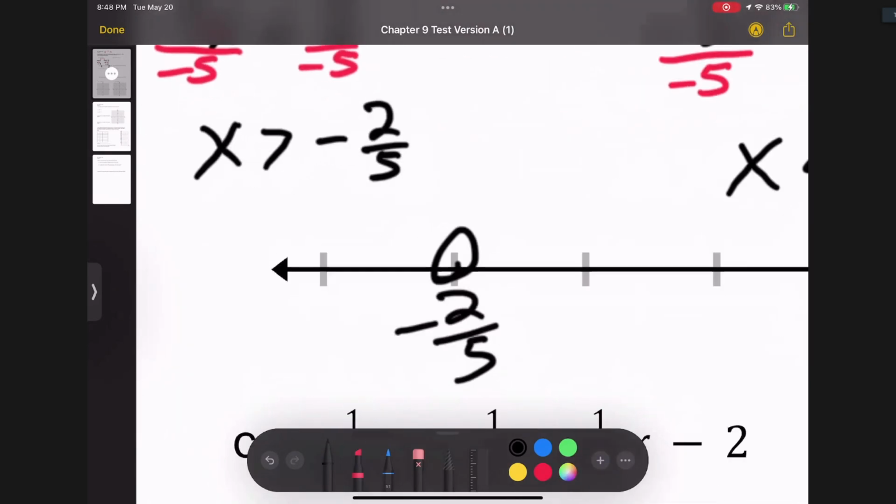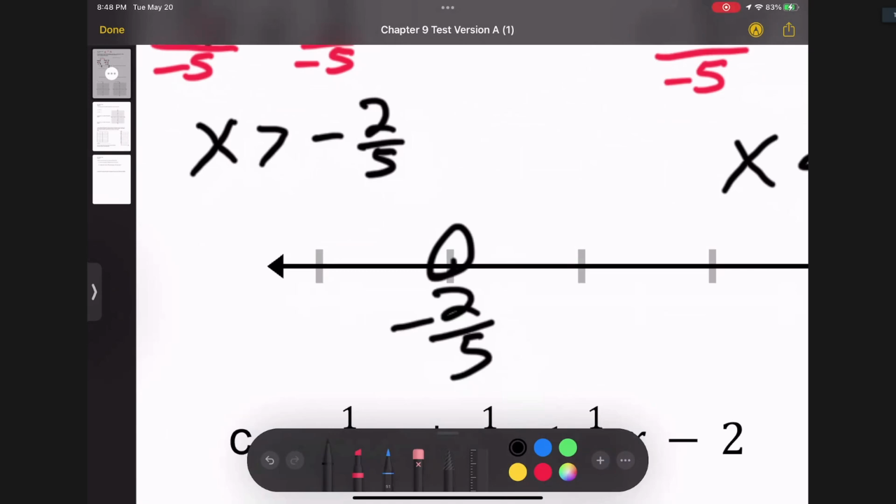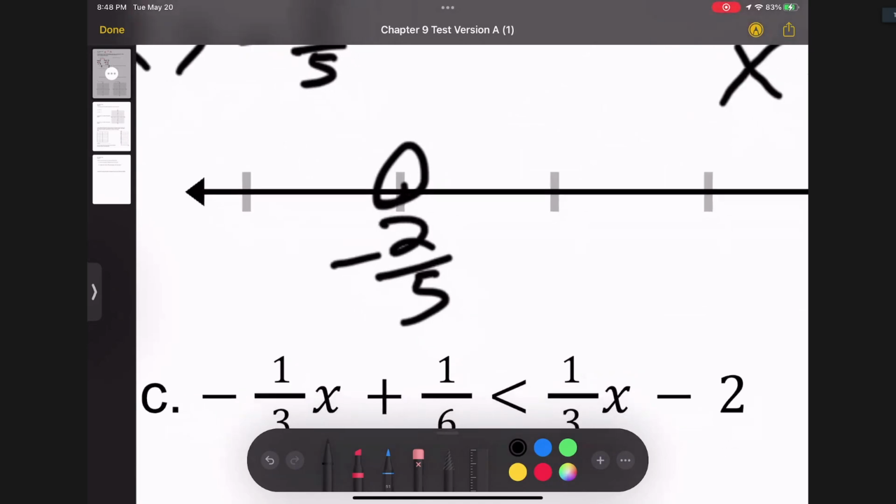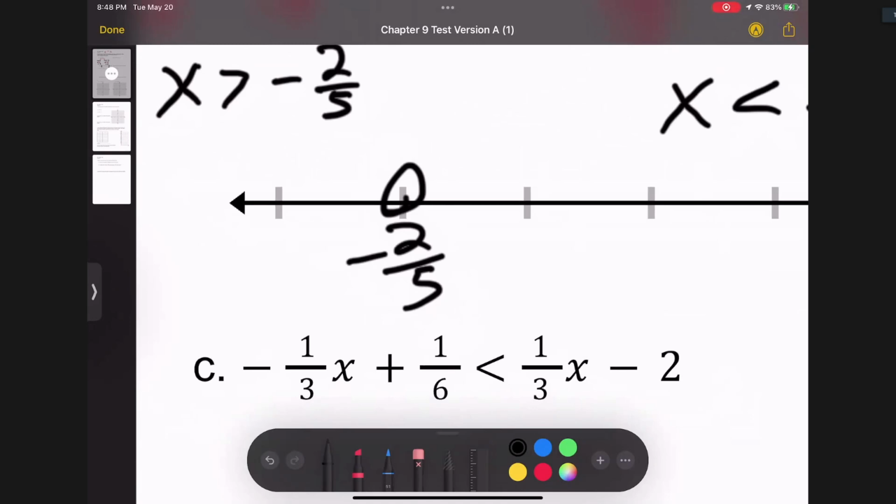Okay, now, since we know it's an open circle, we have to see the direction. You see how it says x is greater than? That means we are getting more than negative 2/5. Now, if you look at the number line, negatives go to the left, this direction. Positives go this direction. So when I say x is greater than, that means it is more than negative 2/5. That is going to go in a direction to the right.